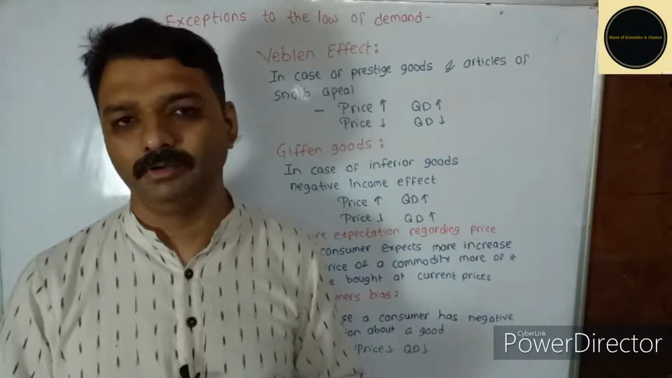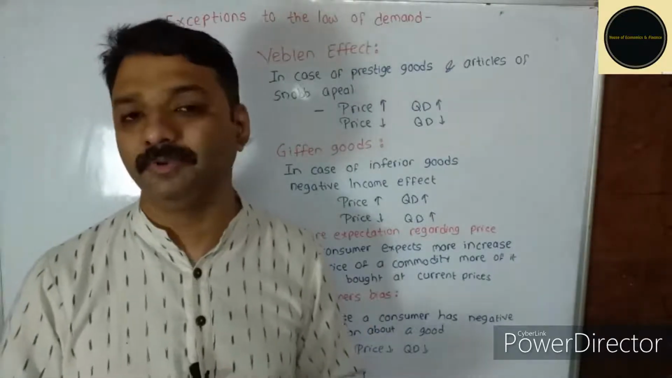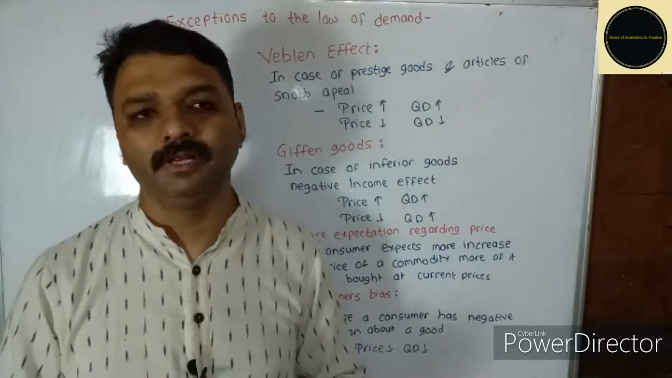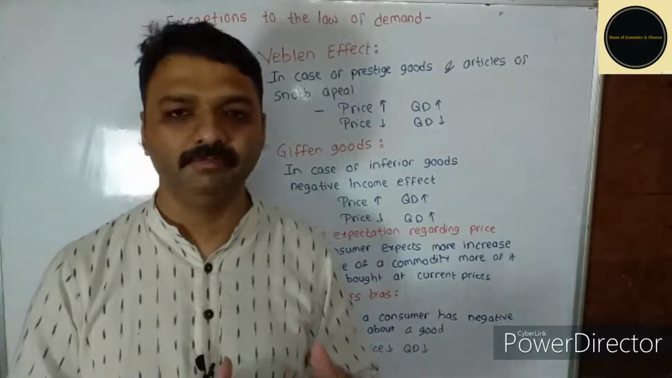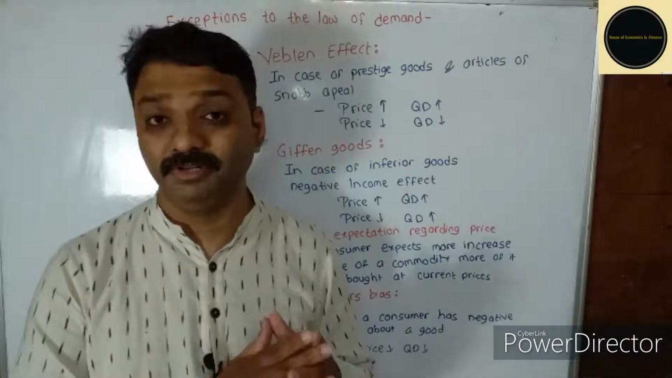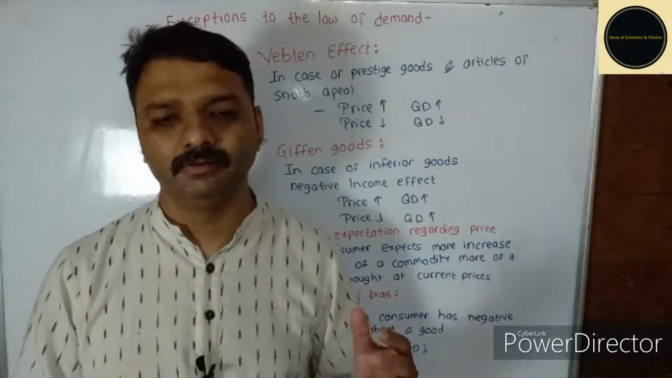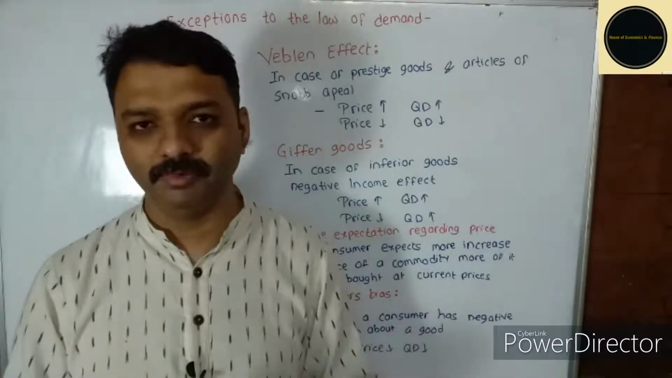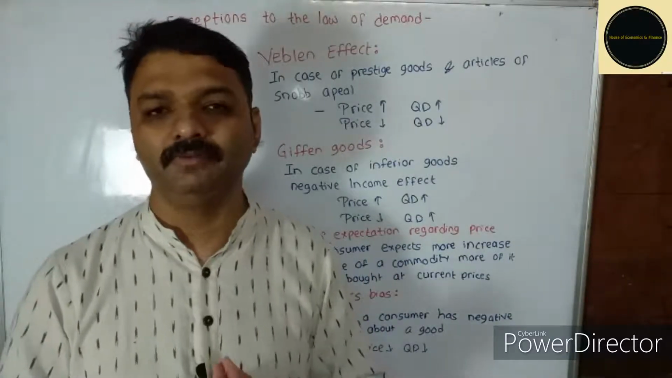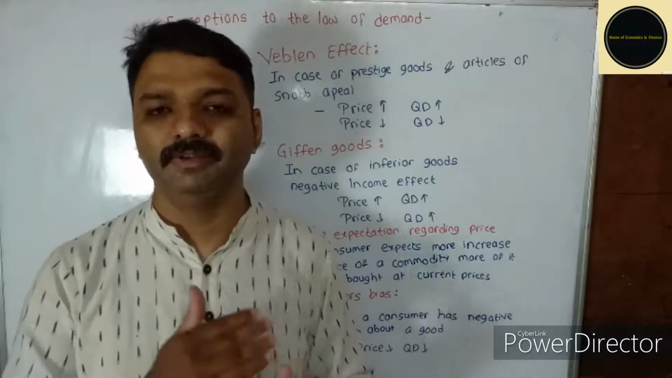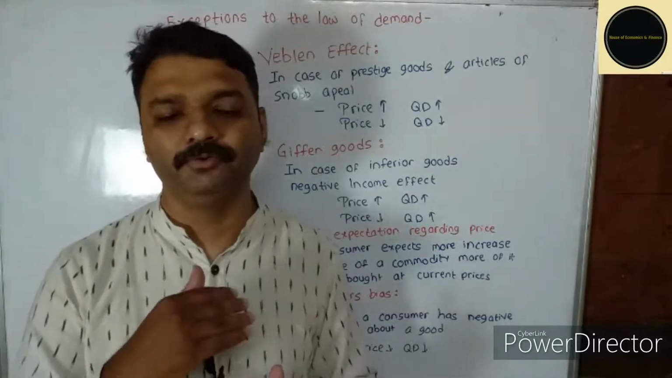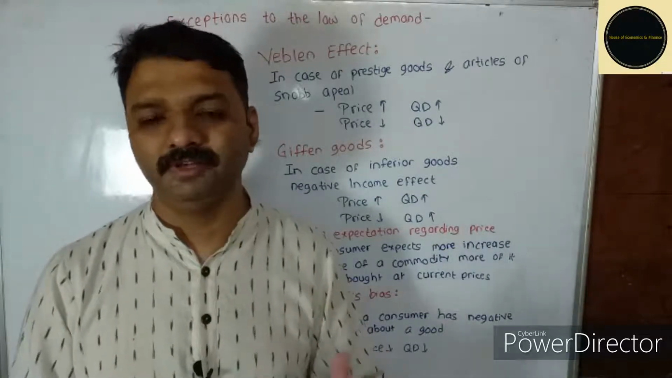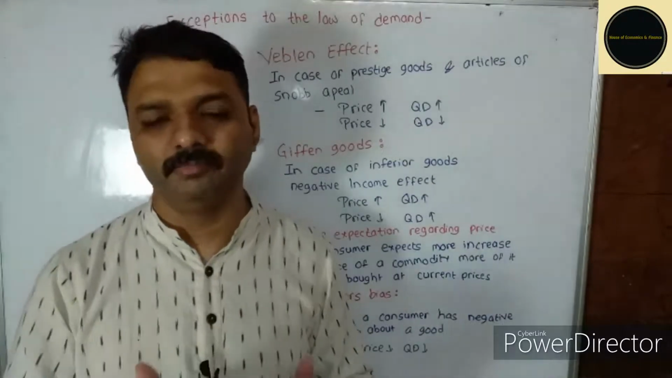and in his doctrine of conspicuous consumption. According to him, there are certain goods which can be termed as prestige goods, or articles which have snob appeal, goods that have snob appeal. In case of such goods, if the price increases, the consumer prefers to buy more of it, and if the price decreases, then the consumer buys less of it.